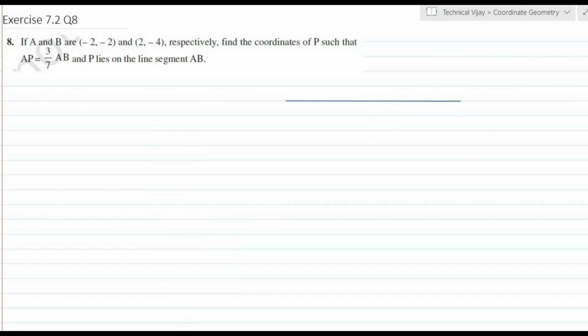Okay, so Exercise 7.2, question number 8. Here A and B are (minus 2, minus 2) and (2, minus 4), and find the coordinates of P. There is a point P, which we don't know, (x, y), such that AP is equal to 3 by 7 of AB. That is given: AP is equal to 3 by 7 of AB.